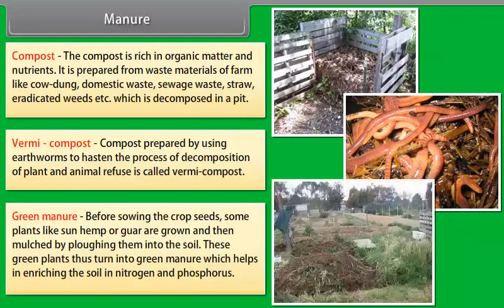Green manure. Before sowing the crop seeds, some plants like sun hemp or guar are grown and then mulched by plowing them into the soil. These green plants thus turn into green manure, which help in enriching the soil in nitrogen and phosphorus.